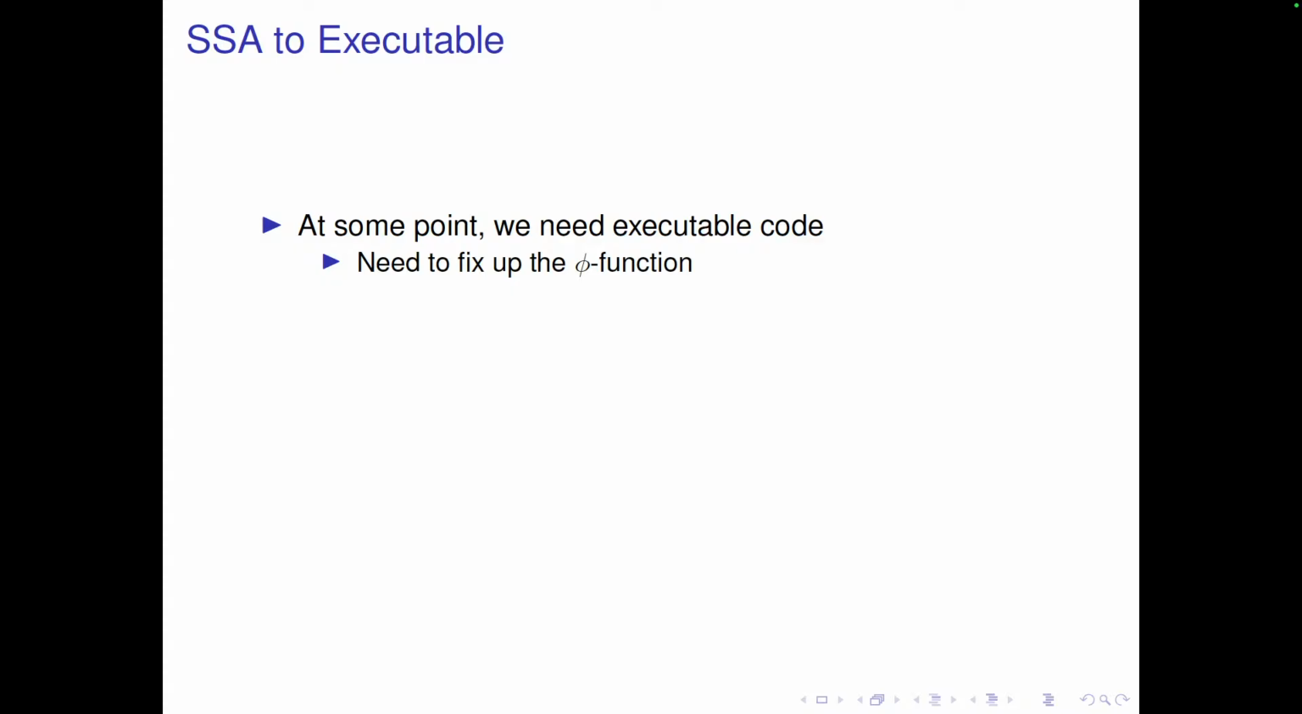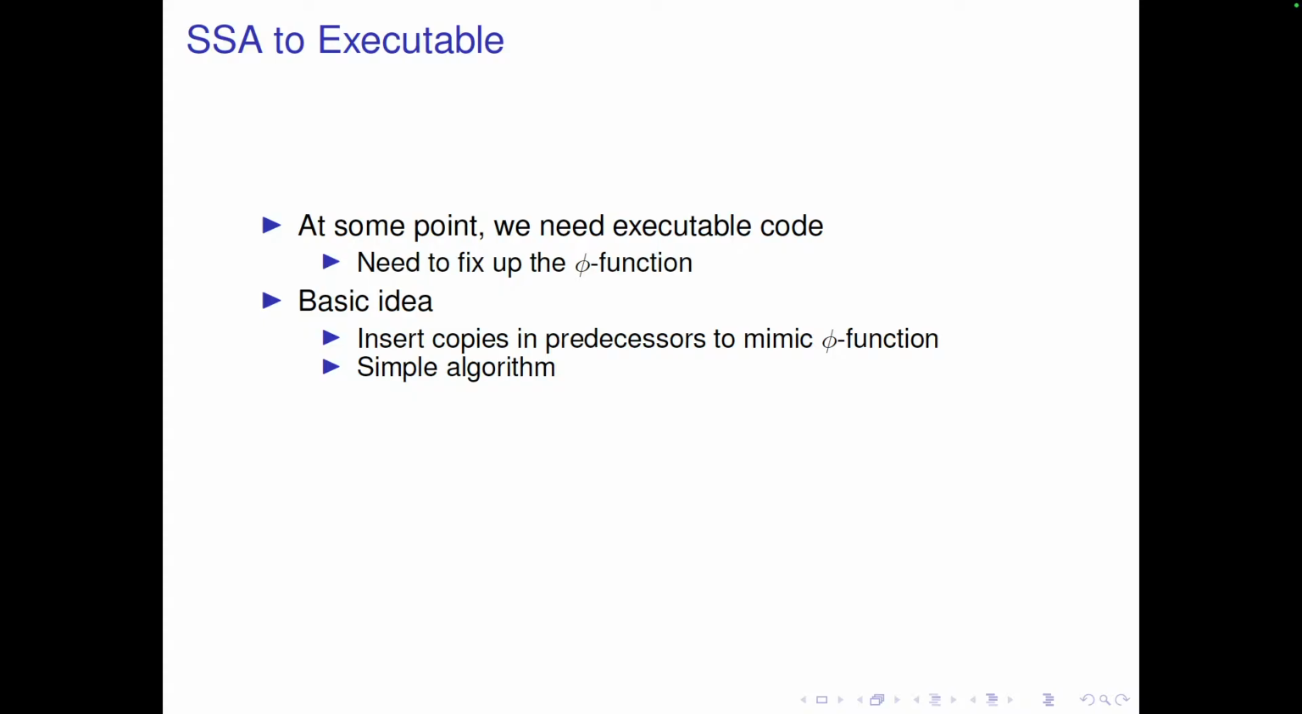Okay. So how do we do it? Basically you insert, again something Lokanand, right, you suggested in the morning: insert copies in the predecessors to mimic phi function. It's a very simple algorithm, but like every simple thing, there are cases where it will not work. Can you imagine why it will not work? It looks so simple.